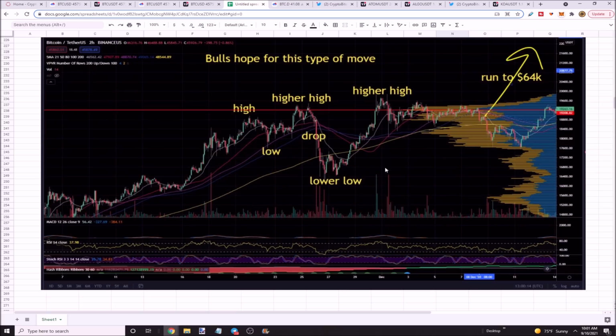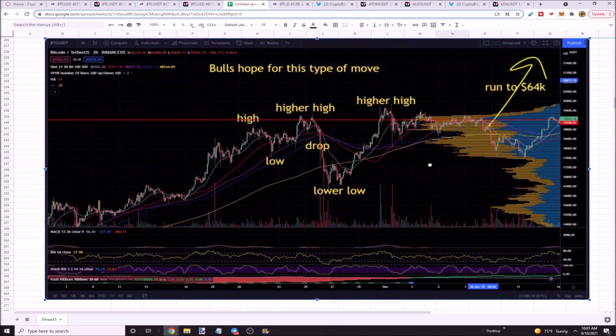All right, so this is the bullish hopium. This is what needs to happen. And this happened previously when Bitcoin pulled back to about 16,000 before the run to 64,000, right? So this is the bullish hopium, where you have your high, your low, your higher high. At this point, this is an uptrend. Clear uptrend, higher highs and higher lows.